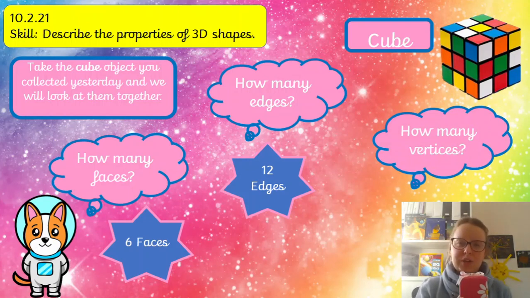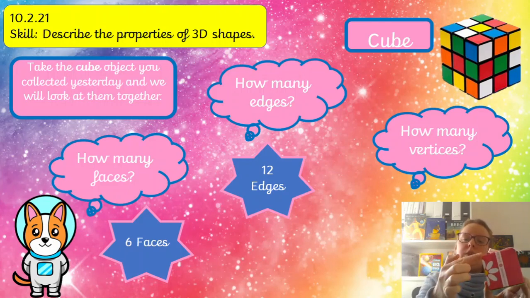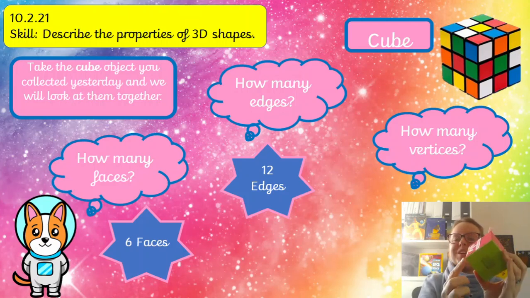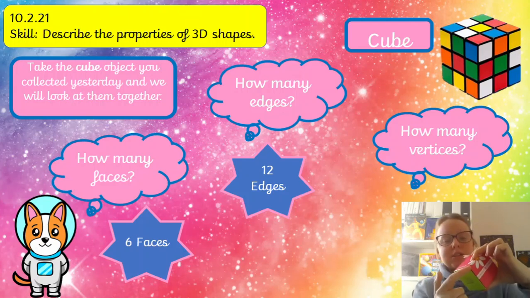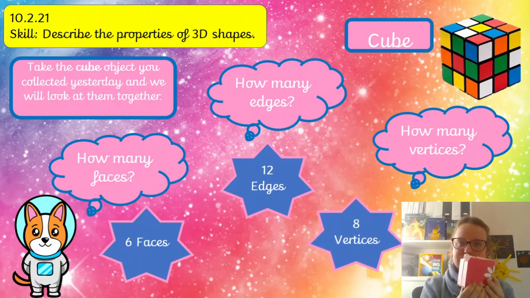So how many vertices? Remember they're the pointy corners. 1, 2, 3, 4, 5, 6, 7, 8. There are 8 vertices on a cube.